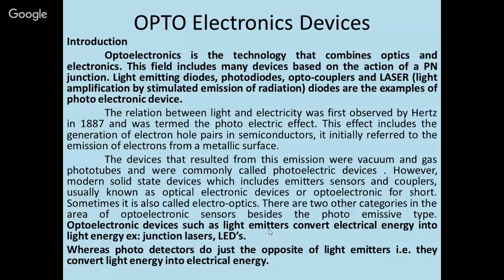For example, Thomas Alva Edison invented the bulb. The bulb converts electrical energy into heat energy, and this heat energy reacts with the inert gas and emits light. So heat energy is converted to light energy. In a similar way here also, some devices convert electrical energy directly into light energy in optoelectronic devices. And there are other devices called photo detectors, which do just the opposite of light emitters. They convert light energy into electrical energy.